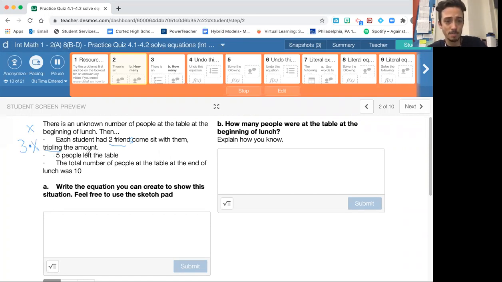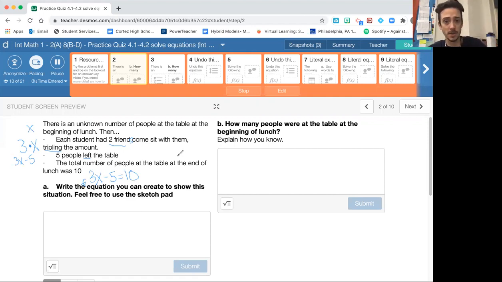I then have 5 people leaving the table. So that usually means a deduction. So we can put that together as 3x minus 5. And then finally, the total number of people at the table was 10. So that's going to claim that 3x minus 5 equals 10. That's the equation you would use down here.